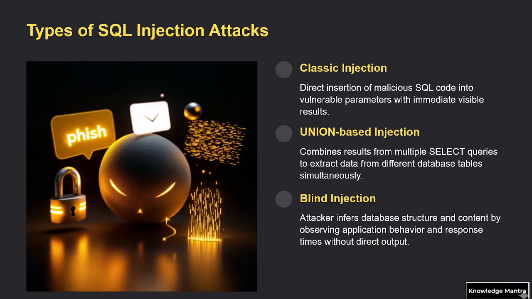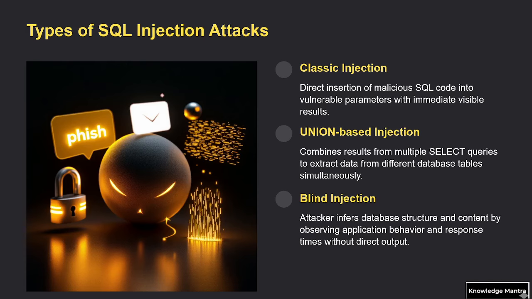Now we will be discussing the types of SQL injection attacks. What are the different types? The first one is classic or error-based injection. Here the attacker injects code and gets visible error messages or data from the database. This is the easiest to spot but also the most dangerous if error handling is weak. Next is union-based injection. Here attackers use the SQL UNION operator to combine results from multiple queries. This allows them to extract additional information from different tables within the database.